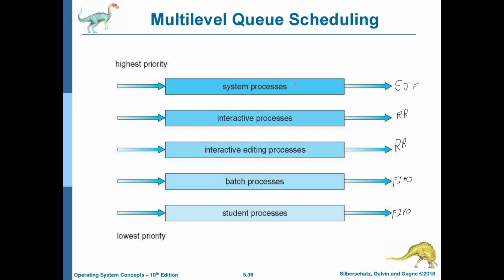Again, all higher priority queues must be empty before the lower priorities can be executed. So a student process that is scheduled on this particular queue would only run after everything else above it and all the other queues was completed.